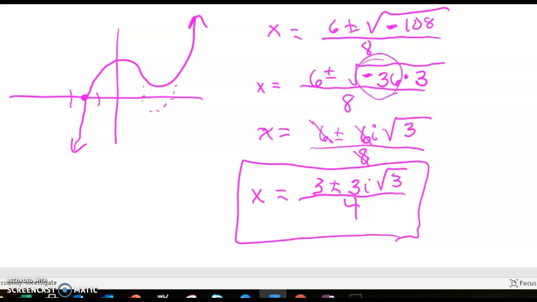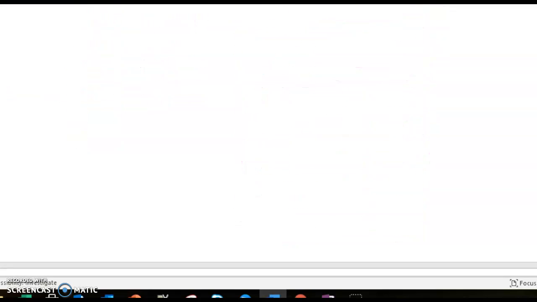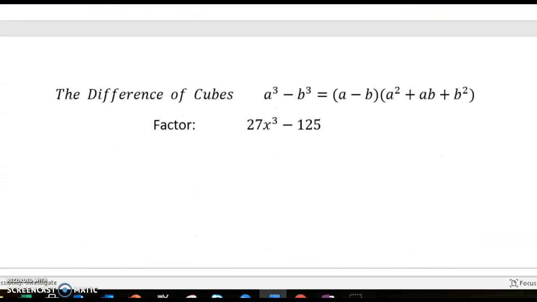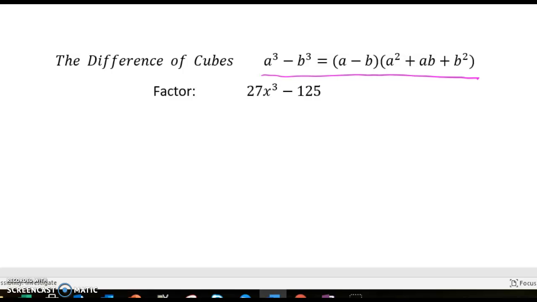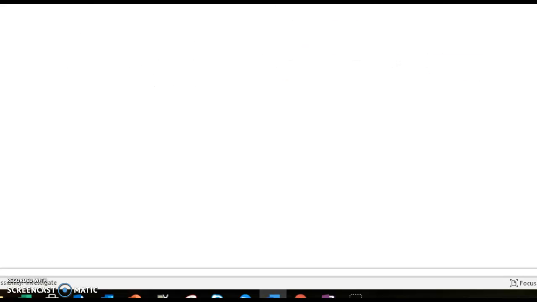All right. The second problem that I have is the difference of cubes, but you do it the exact same way as the sum of cubes. You follow the formula to factor it. It's a minus b instead of a plus b, and it's a squared plus ab, and the other one is a squared minus ab, and then they're both plus b squared. So you can do that one on your own.